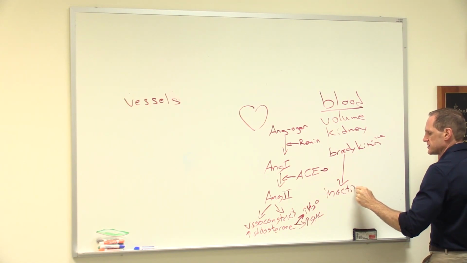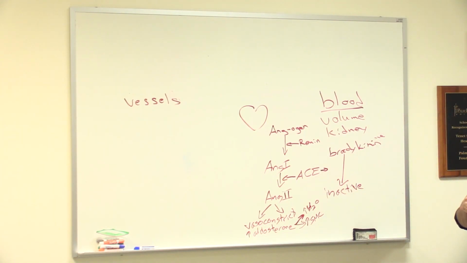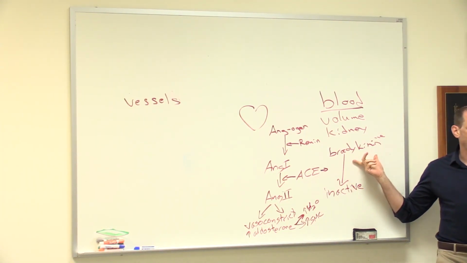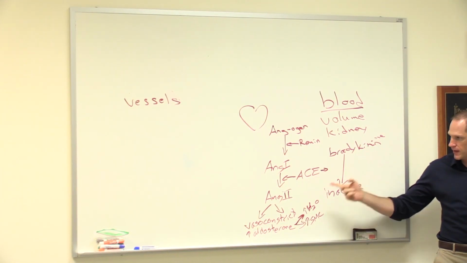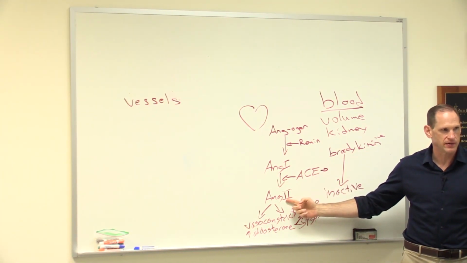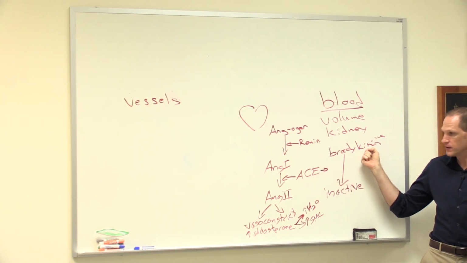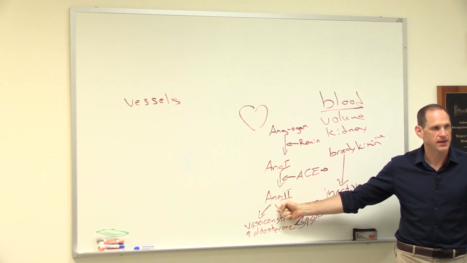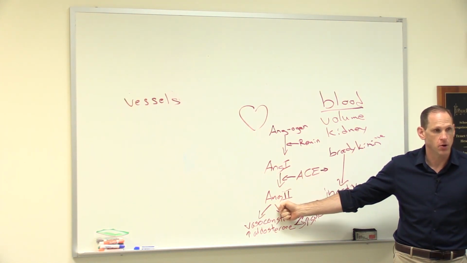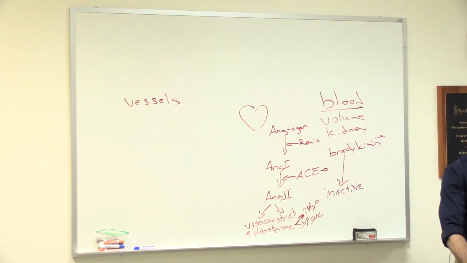And ACE breaks bradykinin. So bradykinin is a dilator. Angiotensin 2 is a constrictor. ACE breaks the dilator and produces the constrictor. Does that make sense? So what is the overall effect of ACE? Vasoconstriction. So on the one hand, it inhibits a vasodilator. That's going to cause constriction. On the other hand, it produces a vasoconstrictor. That's going to cause constriction. So it's a double constrictor.